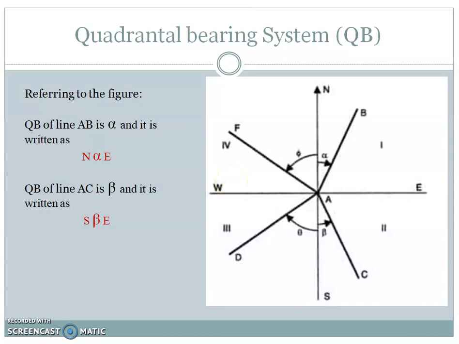So these are the two major systems which are followed to find out the bearings or the directions of the survey lines in the entire system.